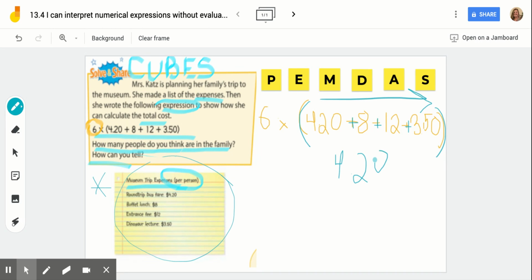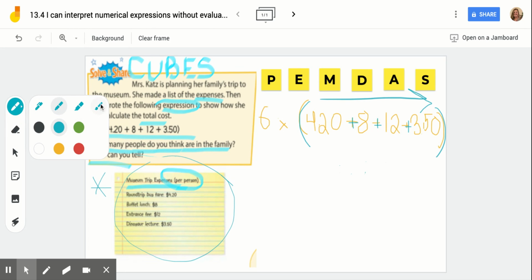$4.20. Oh my goodness. Let's try to rewrite that a little bit neater. This is not my friend. We have 4.20.